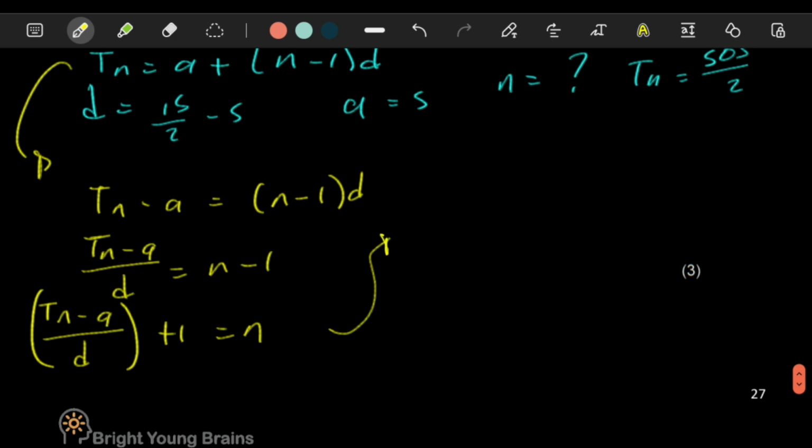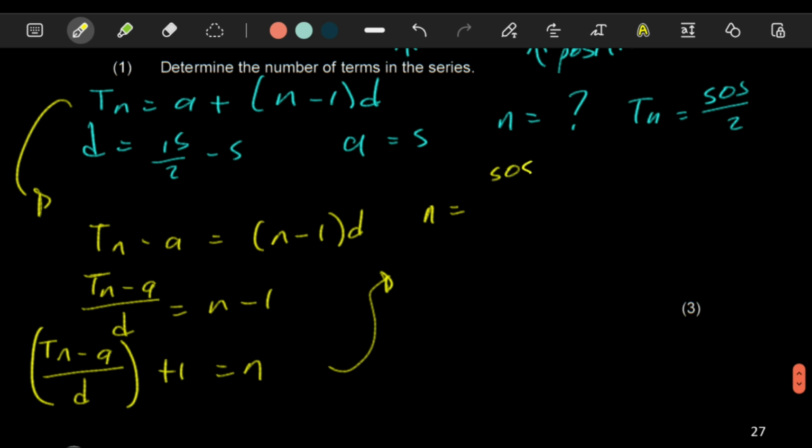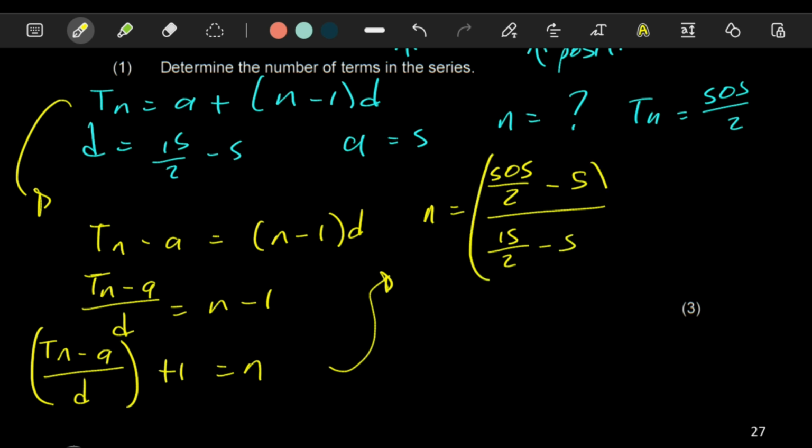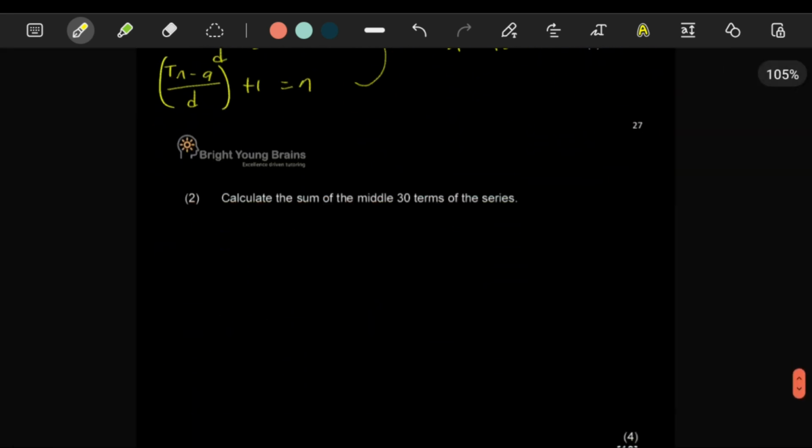So here let's just throw everything into the formula. N is going to be equal to Tn, which is 505 over 2, minus a, which is 5, the whole thing over d, and the whole thing plus 1. Let's see what n is in the calculator. In the calculator, n is just 100. Easy question.